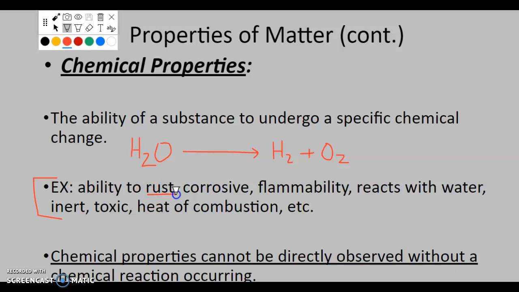So when something rusts, it is a chemical change because rusting is a chemical property. Flammability. If something is flammable, that is a chemical property because you can't unburn the substance. It is a different substance completely. Toxic. Toxic just means poison. So if something is poisonous, then it is a chemical property of that substance. If something is inert, that means that it resists chemical change. Typically, it doesn't react at all, and that still is a chemical property.